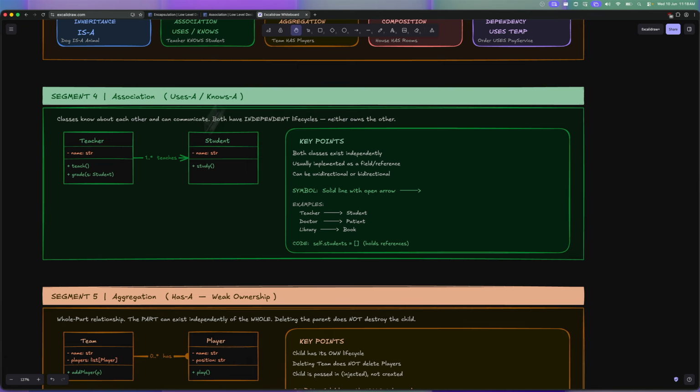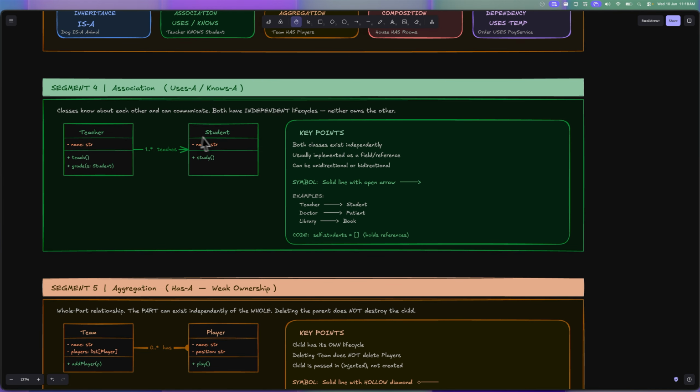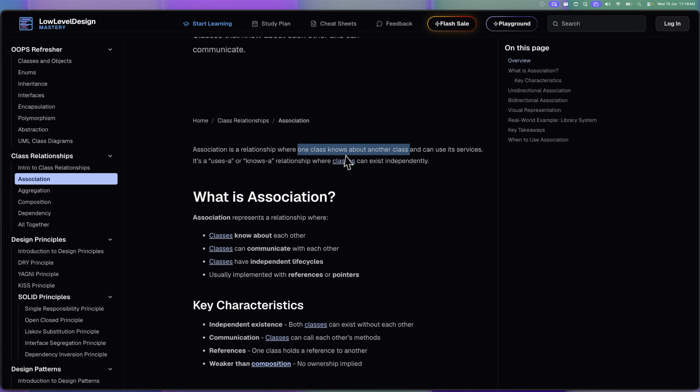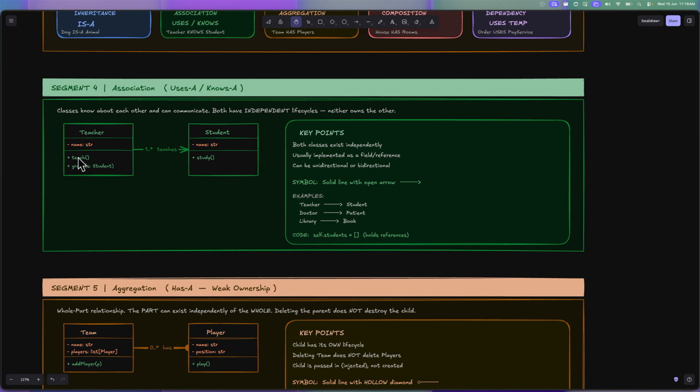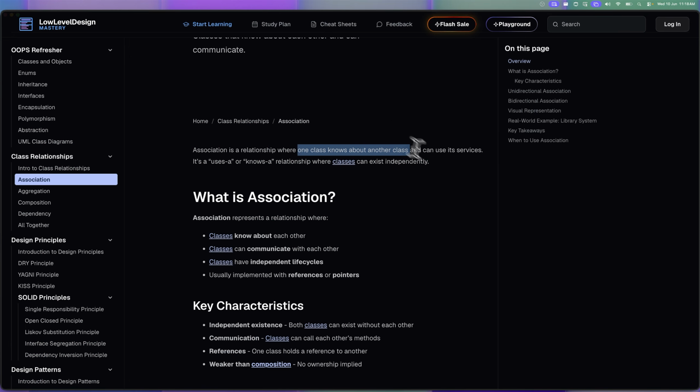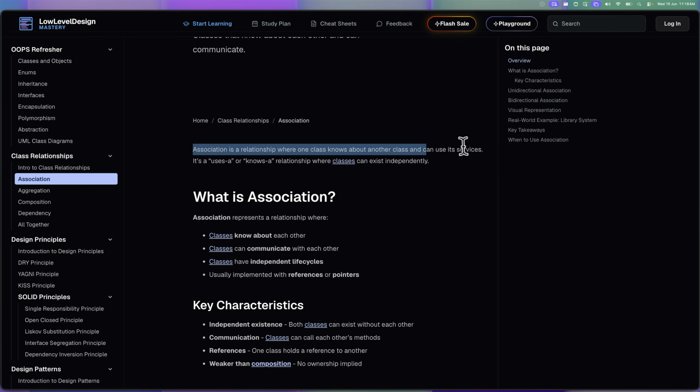Let's take an example. Let's say you have a teacher class and then you have a student class. The teacher class knows about the student class and the student can also know about the teacher class. So one class knows about the other class and then it can use its services. In this example, a teacher can teach the student, and can also grade the student. So one class can use the other class's services, and the relationship between these two classes is also termed a uses relationship or a knows relationship.